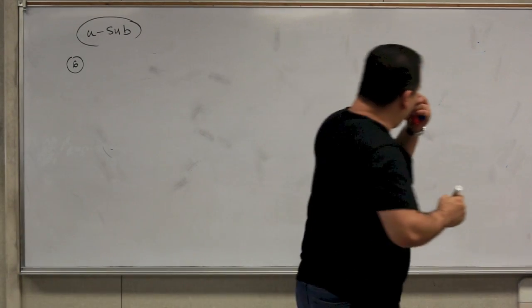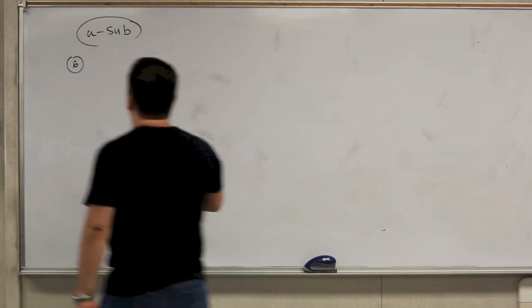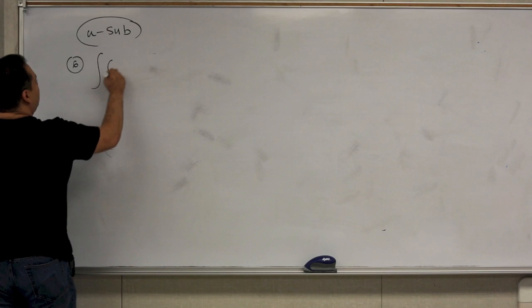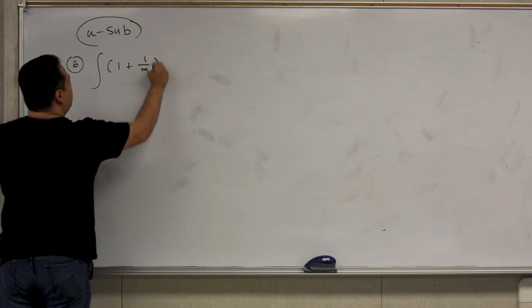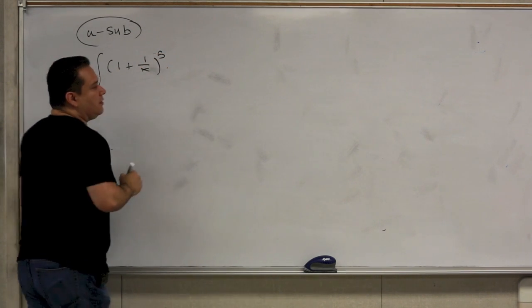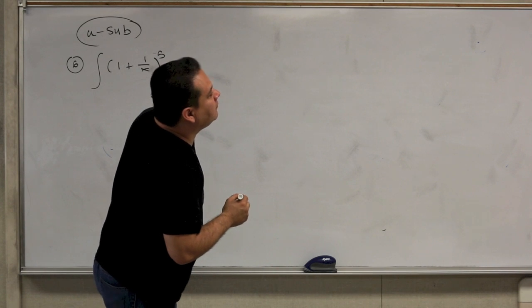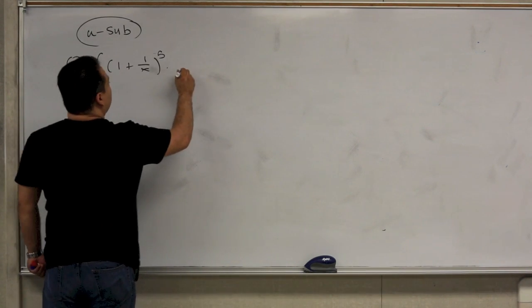6. 1 plus 1 over x to the 5th power, and then what's that times? Do you guys know? 1 over x squared, times 1 over x squared dx.